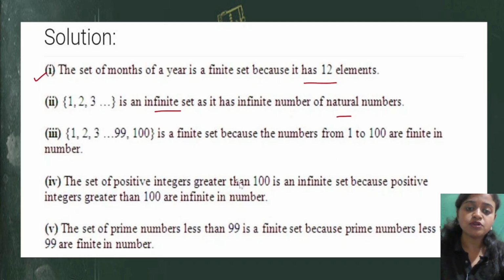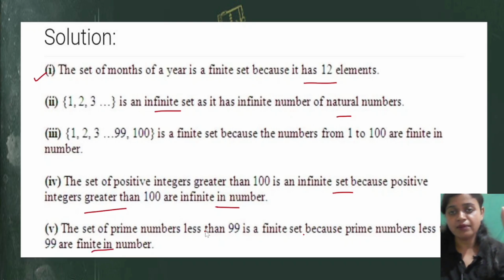The set of positive integers greater than 100 is an infinite set because positive integers greater than 100 are infinite in number, obviously. The set of prime numbers less than 99 is finite because they are finite in number. So you have to write your answer like this one. So you can make your notes from here.